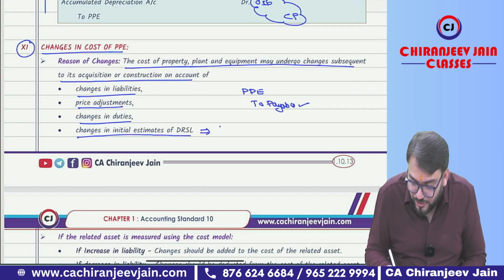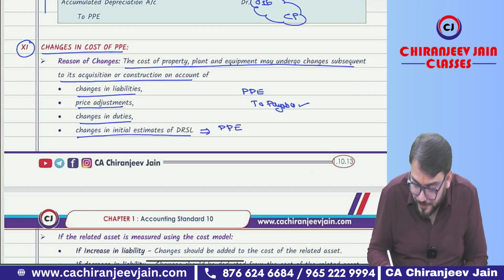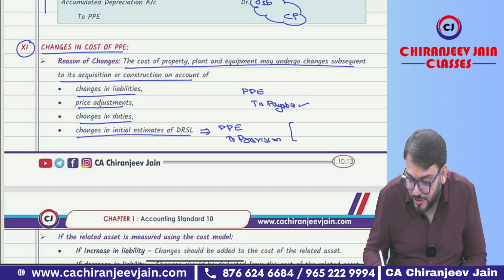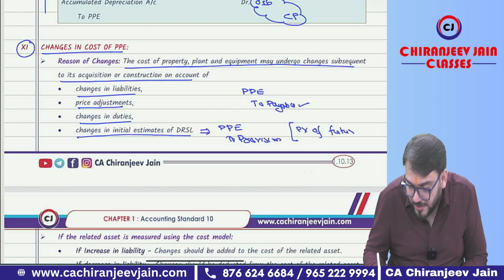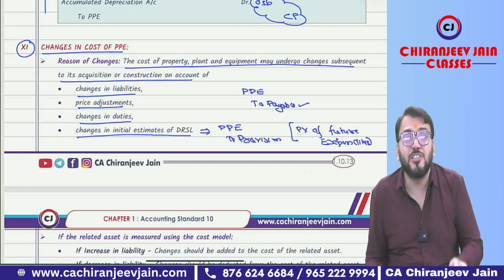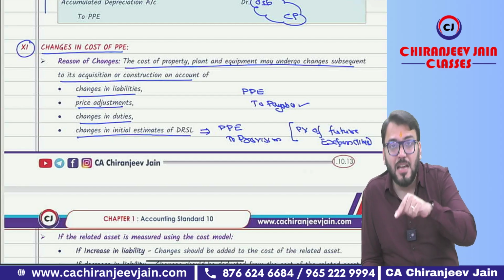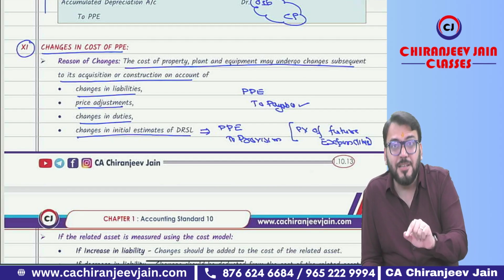Means for that initial journal entry what we have done, PP account debit to provision. This was the present value of future expenditure. Correct now. And is this future expenditure needed to be estimated? So in future the estimation might change. The estimation will change, this amount present value will change.